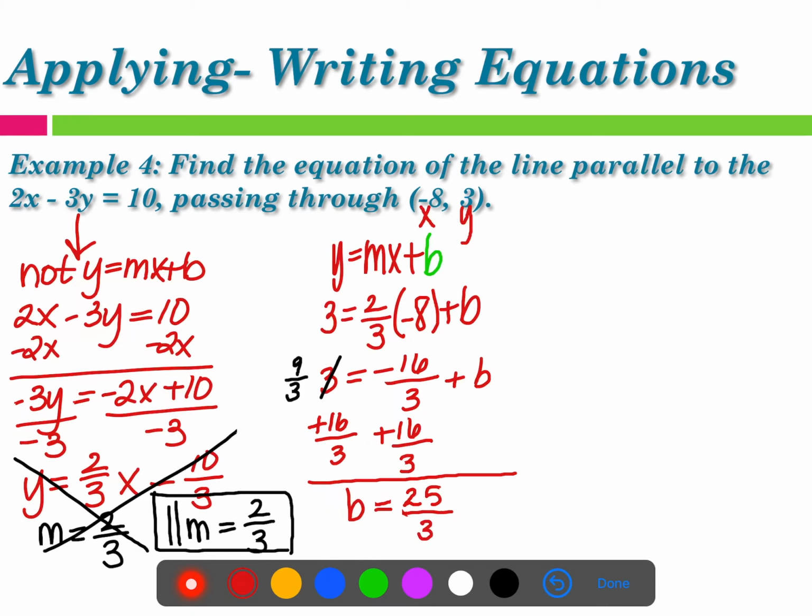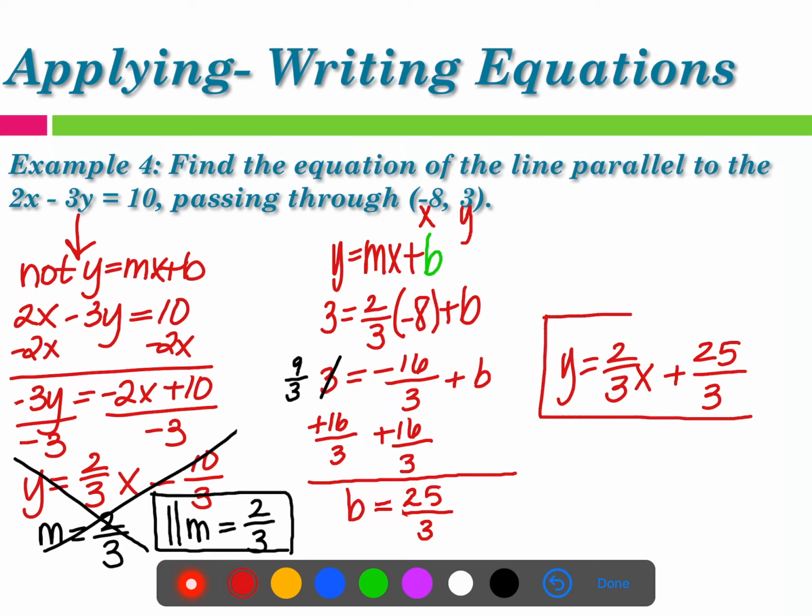But we get 25/3. And we do want to leave this as a fraction because the decimal is going to be repeating and would not be exact. And since we're writing the equation of a line, we need that to be the exact value. Okay, so now we're going to take our parallel slope and our y-intercept and plug them in for a final answer.